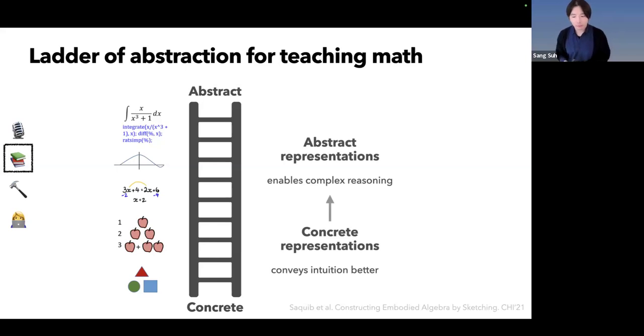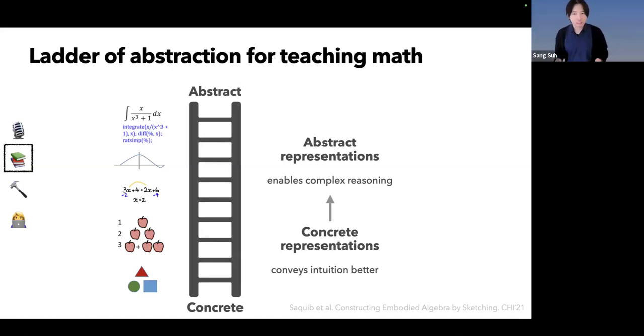We can categorize the first two as concrete representations, which are grounded in actual objects, the things that we can touch and feel and smell. They actually convey the intuition better. Abstract representations are not as grounded, so they can be a little overwhelming for novices or people who are not comfortable with abstract expressions, but they're very powerful. So if we want people to think in a powerful way, they need to learn to abstract and work with abstractions in general.